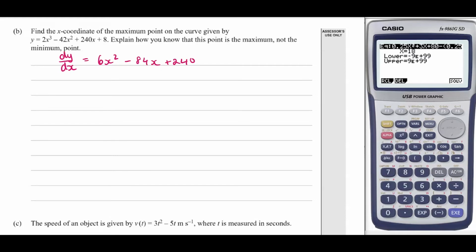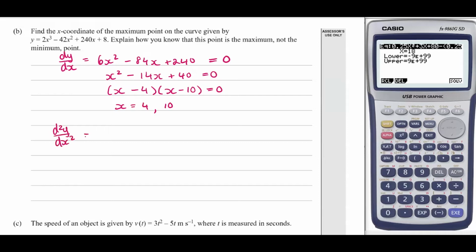Now stationary points happen when that is equal to 0, so we set that equal to 0. If we take out or divide through by 6, we can get x squared minus 14x plus 40 is equal to 0. So then if we factorize that, we get x minus 4 and x minus 10. So the stationary points happen at 4 and 10, and we just need to work out where the maximum is of those. So I'm going to use the second derivative.